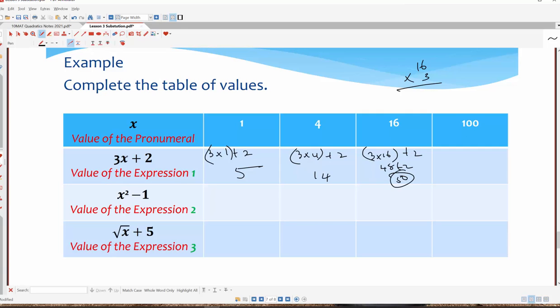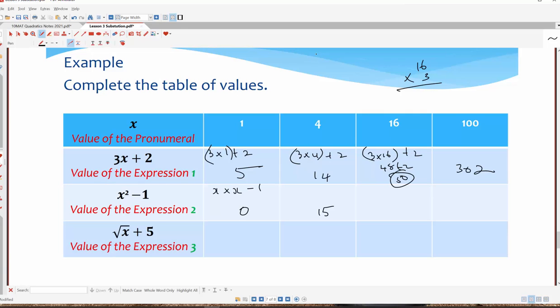Right, this last one, 3 times 100 is 300. 300 plus 2 is 302. So if you need to do a little bit of working out for those ones, that's fine. Right, now this one here says we've got x squared take away 1. So that's x times x take away 1. Right, so this is 1 times 1, which is 1. Take away 1, 0 goes in the box. 4 squared, well 4 squared is 16. 16 take away 1 is 15.